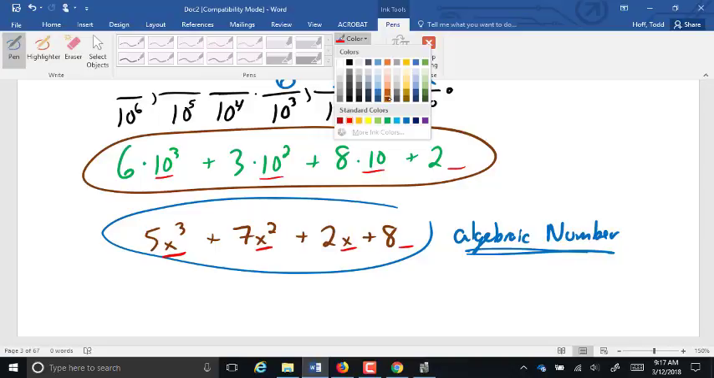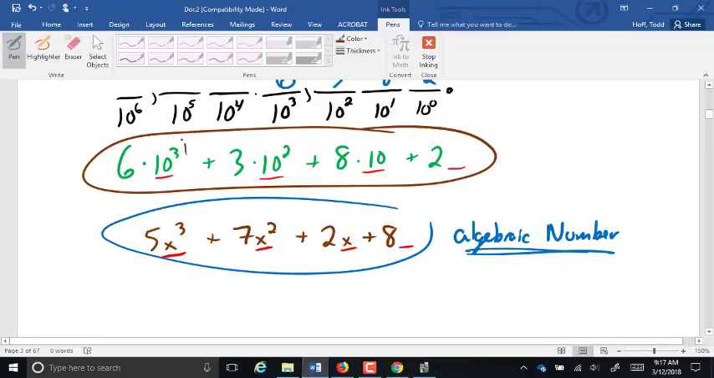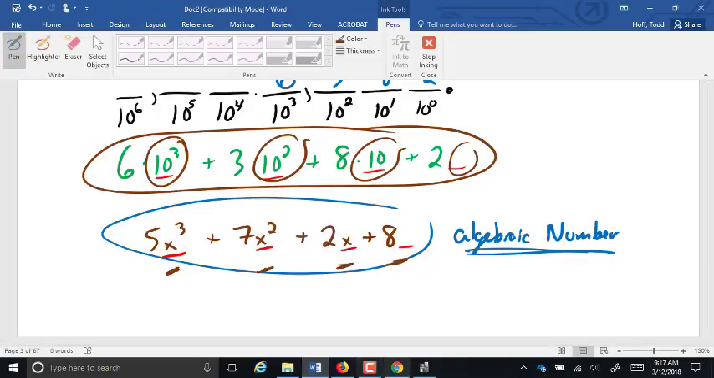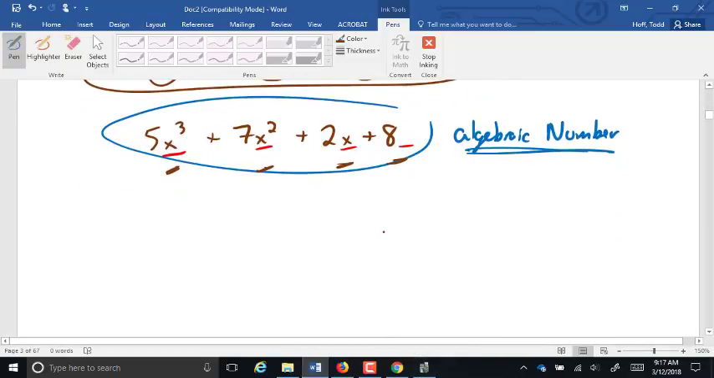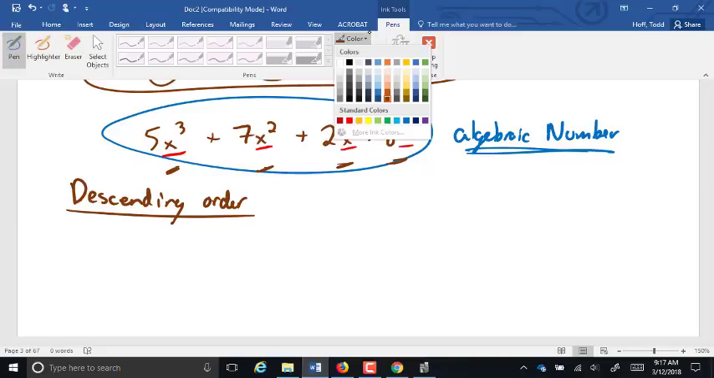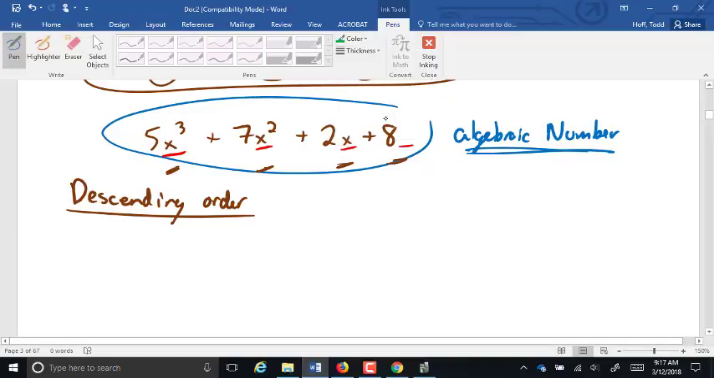Now, because of the way our whole numbers are set up, we have the larger power first and we go down to the smaller power. We tend to do the same thing with our variables: larger power of the variable first, going down to the smaller power. That is what we refer to as descending order. Now, these algebraic numbers are often given a name called polynomials.